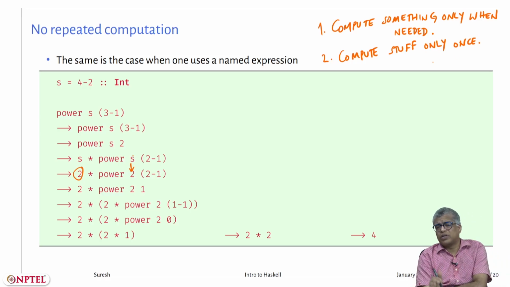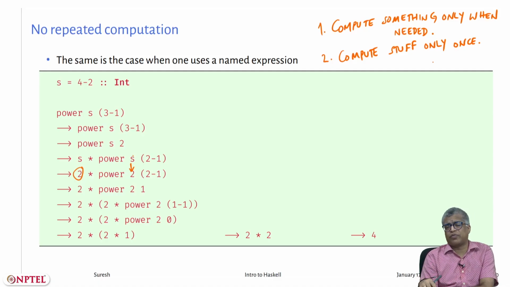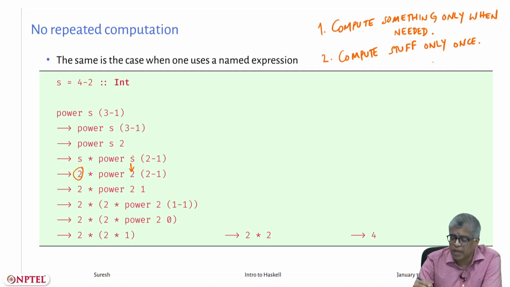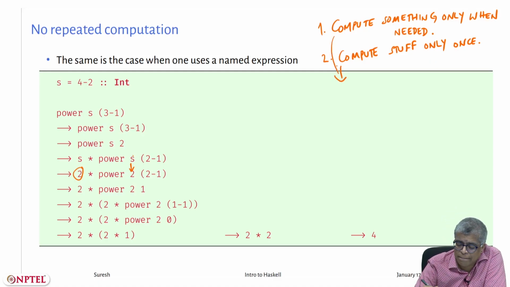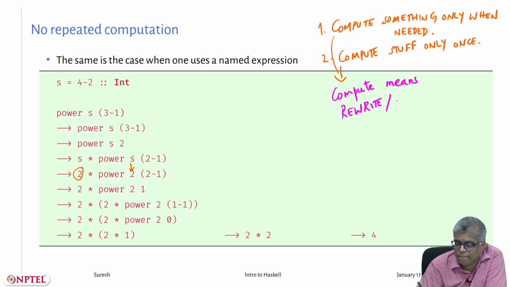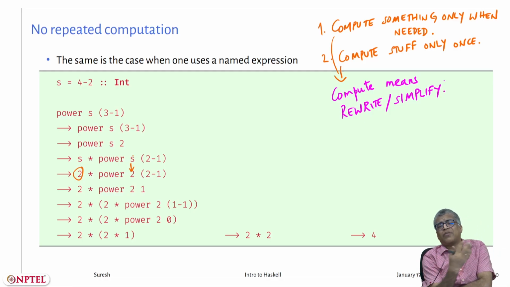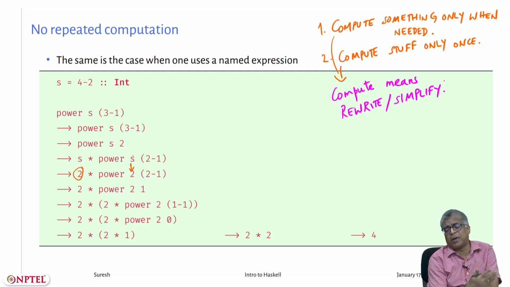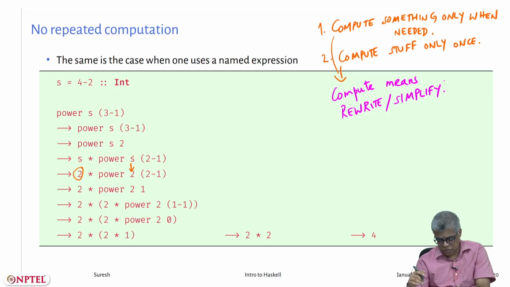As far as possible. This is the basic underlying Haskell philosophy, but compute means rewrite. Compute means you have an expression, you rewrite it, simplify it, like in mathematics, and not like in other programming languages, go change a variable in memory, etc.